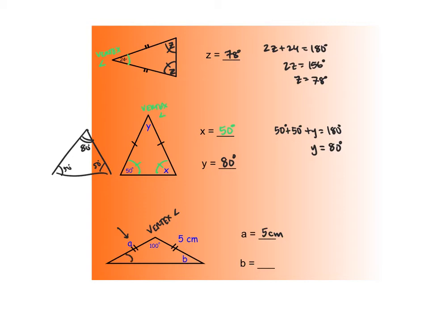Therefore, the base angles will be congruent in measure. So I'm going to call this angle right here B as well. So 100 plus 2B is equal to 180. That means that 2B is equal to 80. Thus, B should equal 40. That triangle there looks a little bit more to scale than the previous one. All right, let's continue with some more examples.